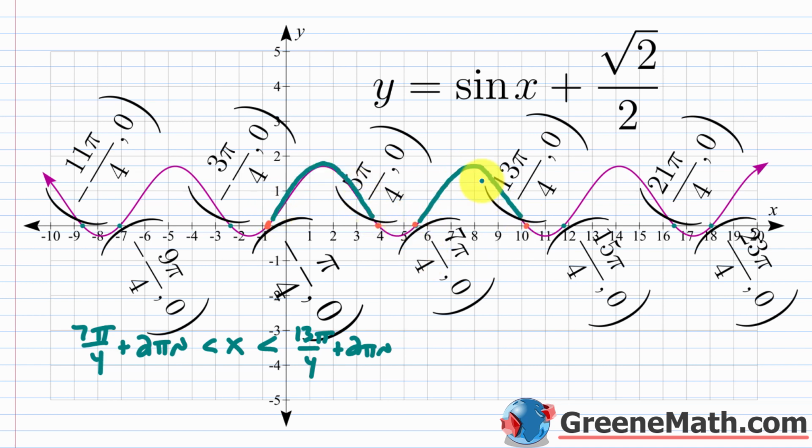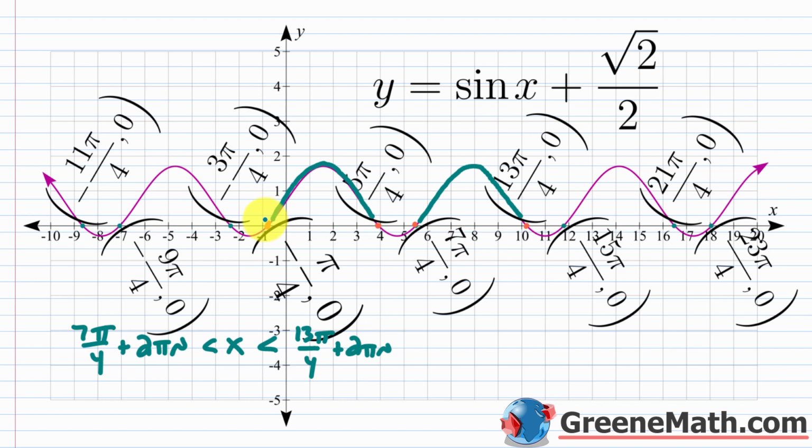So you have this piece and this piece and this piece, and that continues forever and ever. So that's one way that you could write it. Or again, if you wanted to say that x is greater than negative pi over 4, plus 2 pi n, and less than 5 pi over 4, plus 2 pi n, where n is any integer, that's fine as well.